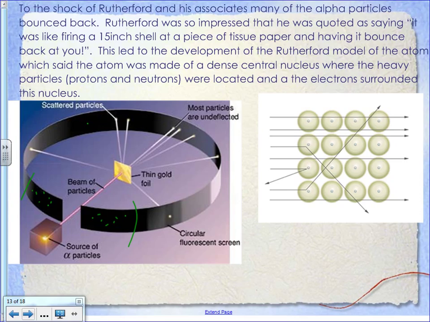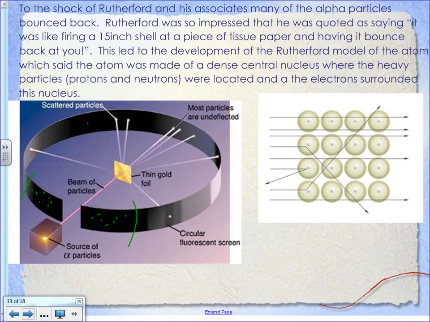When he ran the experiment, the results were the exact opposite. Most of the particles went through. Imagine shooting particles, essentially just light, really small beams of light, at a solid object and having them get through it. His analogy was it was like shooting a 15-inch shell at a piece of paper and having it bounce back. It was just weird. It was really strange that this had occurred.